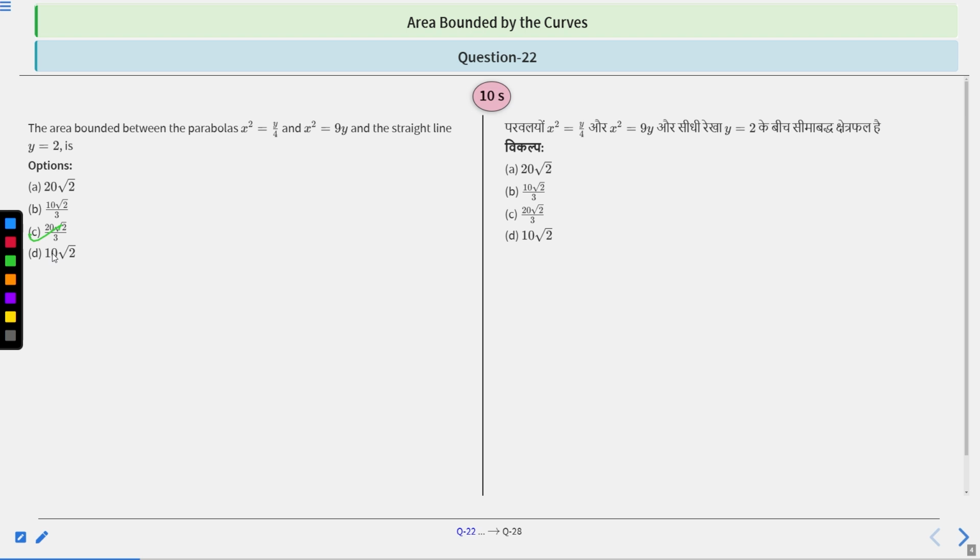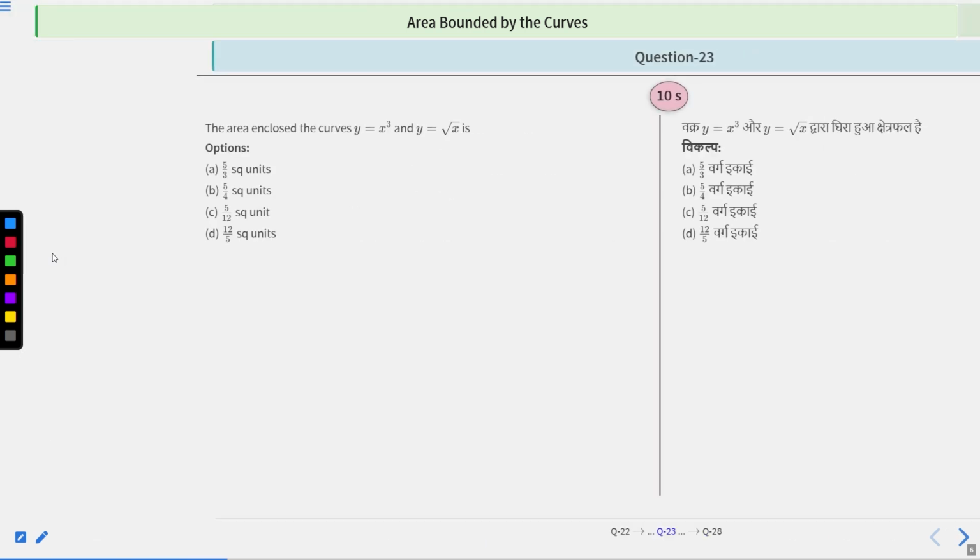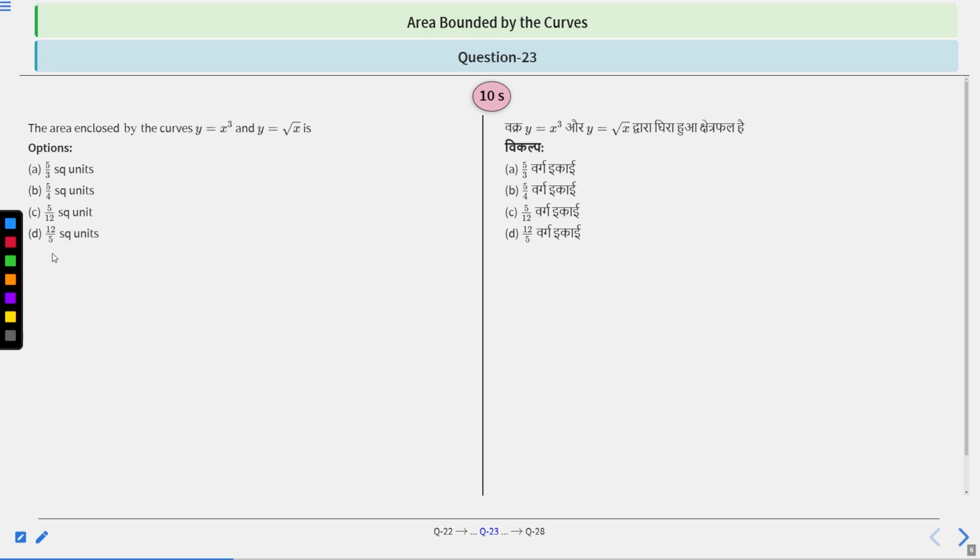Now, let's move to the next question. Question number 23, which says that the area enclosed by the curves y is equal to x cube and y equal to root x is. The area enclosed by the curves y equal to x cube and y equal to root x is.